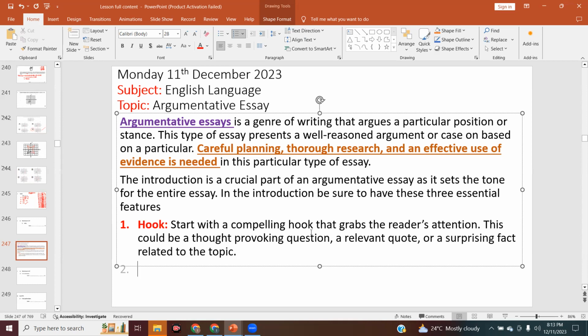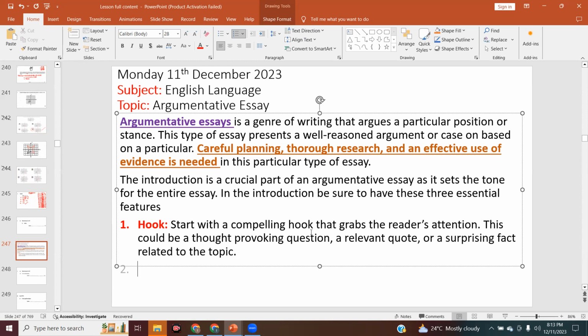It could be basically anything that grabs the reader's attention and that's also appropriate and related to the topic. You can't just have something off the wall. You don't want to say anything that just comes to your head. It must be related to the topic. So that's something to think about.